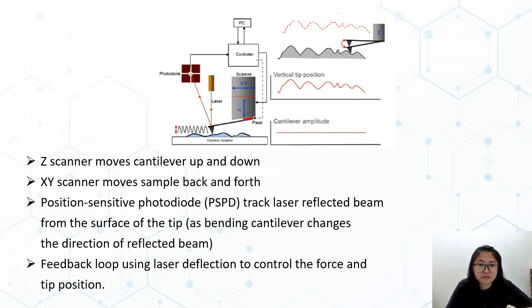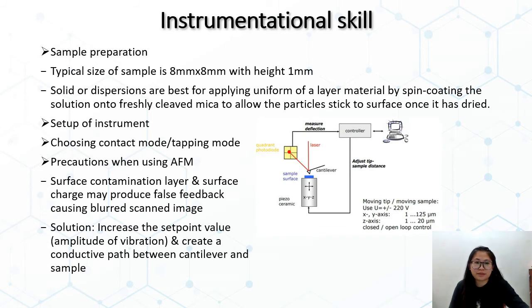The principle of AFM is that a laser beam strikes the tip surface of the cantilever. Hence, the signal will reflect to the photodiode detector. There is a feedback loop which uses the laser deflection to control the force of the cantilever, to control the distance between the probe and the sample. To operate AFM, firstly we prepare a sample with a typical size of 8 by 8 mm with a height of 1 mm.